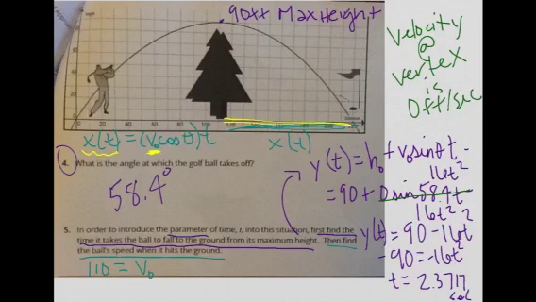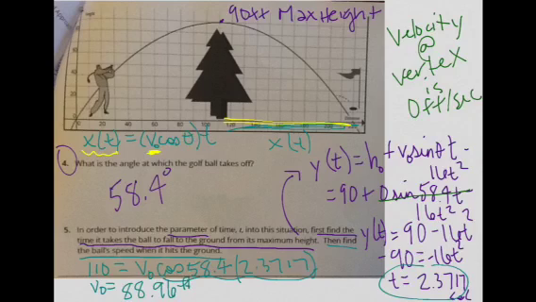We're looking for the initial velocity. We use the same angle, the cosine of 58.4, and then that is multiplied by our t seconds that we got over here, 2.3717. So we're going to multiply these two, the cosine of 58.4 times 2.3717, and then divide, and when you do that, you get the initial velocity to be 88.96 feet per second.